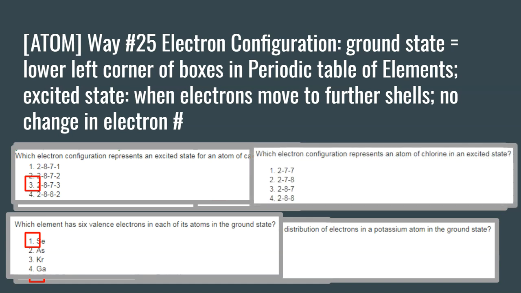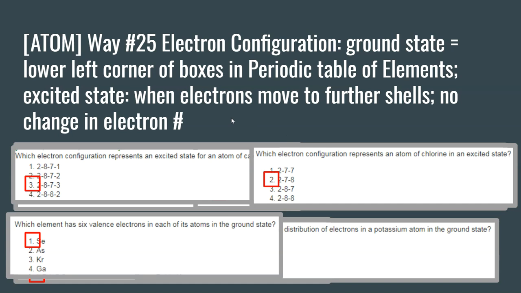Last problem. Which electron configuration represents an atom of chlorine in an excited state? Again, when you look up chlorine, you'll find its electron configuration to be 2-8-7. So to show an excited state, we move an electron in the second energy level to the third.